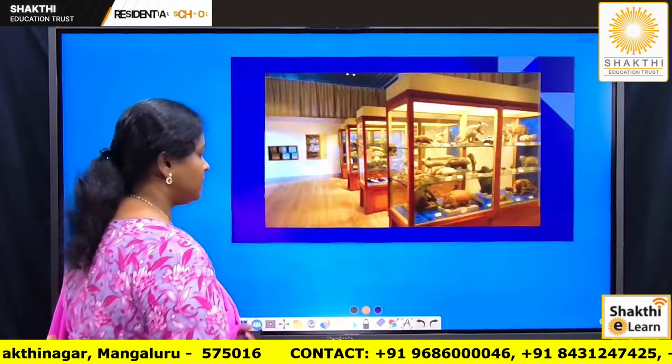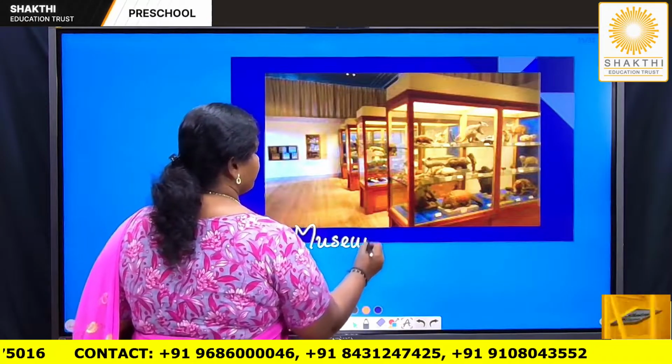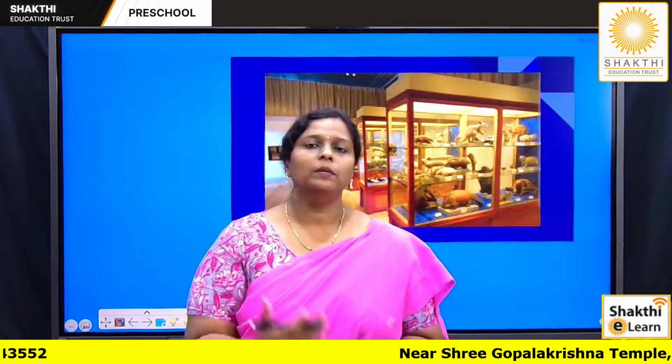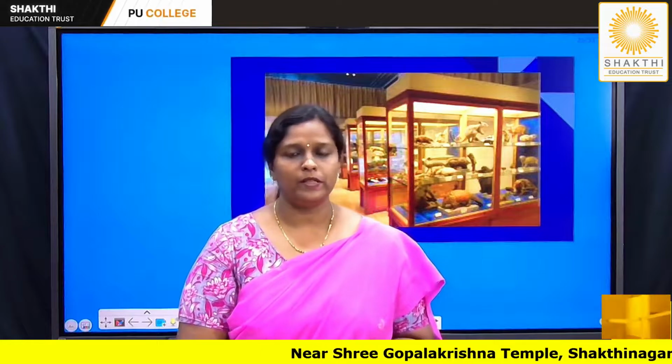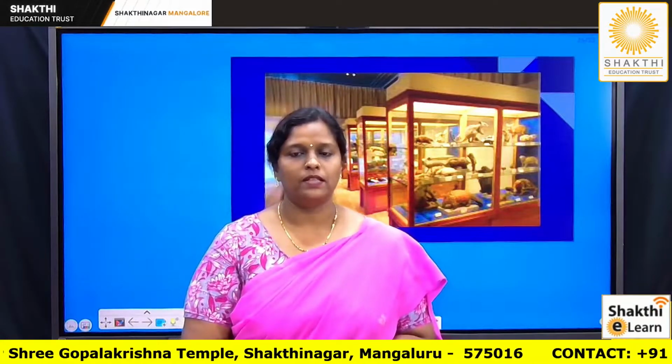The next important taxonomic aid which we need to discuss is museums. Here I am referring to biological museum. What is there in a biological museum? Different kinds of specimens. In a museum, we find plant specimens as well as animal specimens. The first taxonomic aid which I told was herbarium. In a herbarium, we find only plant specimens, whereas in a museum, you will find both plant specimens as well as animal specimens, isn't it?